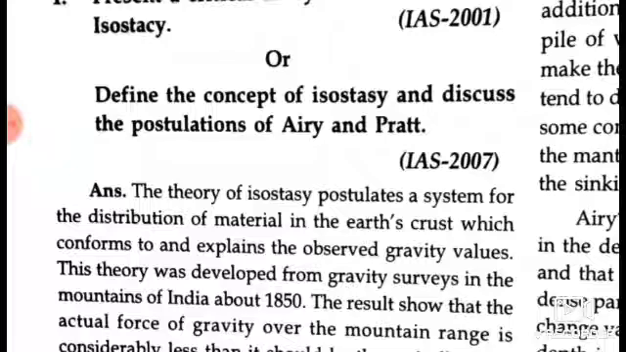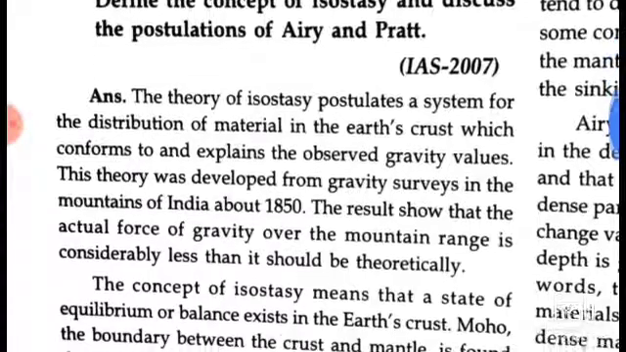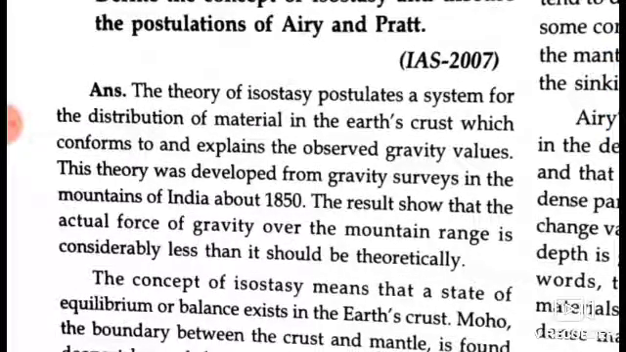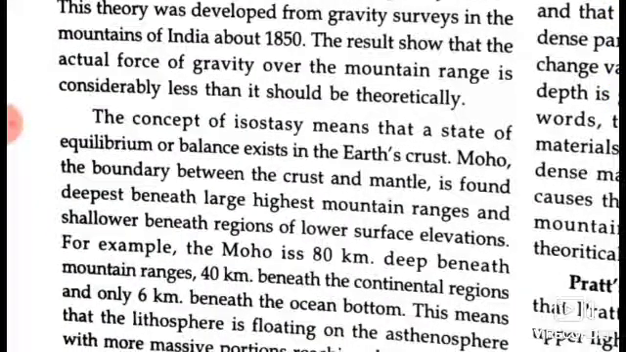This theory was developed from a gravity survey in the mountains of India about 1850. The result was that the actual force of gravity over the mountain range is less than it should be theoretically. The concept of isostasy means that a state of equilibrium or balance exists in the Earth's crust.